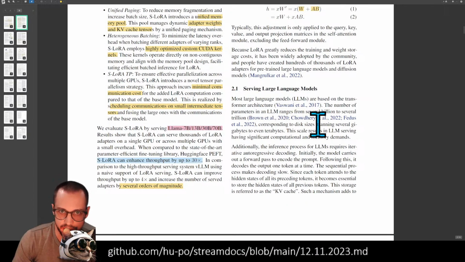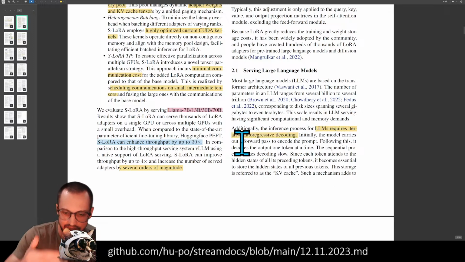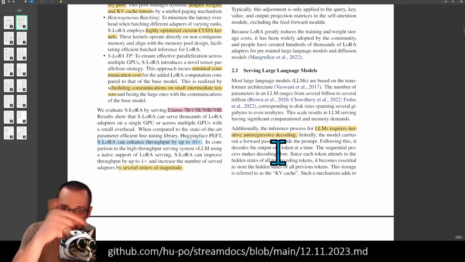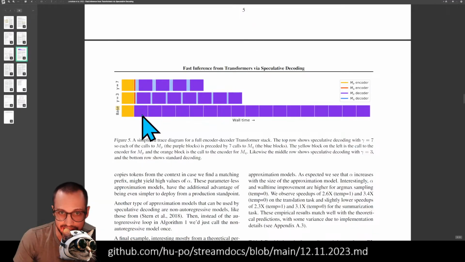Okay, serving large language models based on the transformer architecture, blah, blah, blah. Inference requires iterative autoregressive decoding. So this is what we were looking at there, right? Iterative means multiple steps, multiple iterations. Autoregressive means you're looking at your own output and then decoding. That's literally what a transformer model is doing. This decoder here, the purple block, keeps looking at what it keeps putting out. It puts out one token at a time, but it looks back at all the tokens it has put out. So that's the autoregressive decoding.